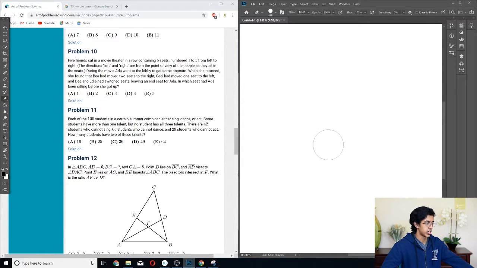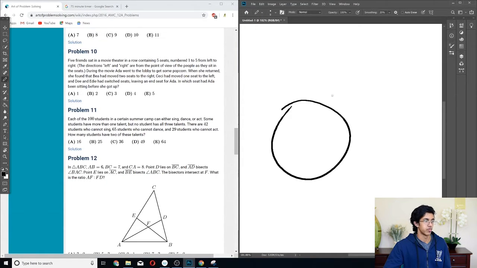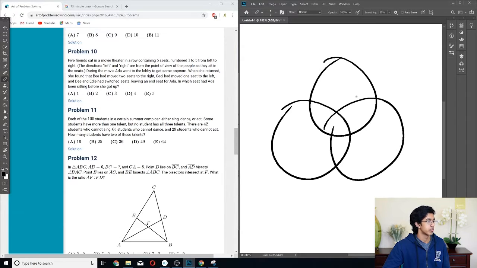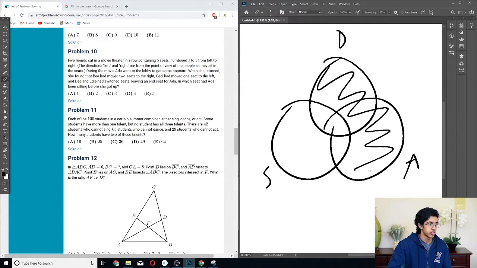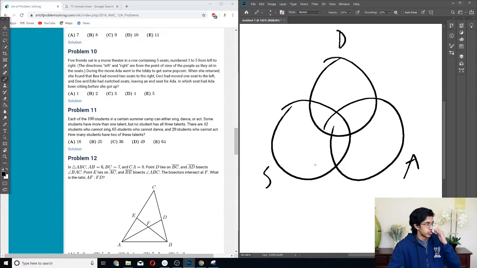Okay, so we could draw our Venn diagrams. Okay, so we have Venn diagram, Venn diagram, Venn diagram. So at least they all fit into one of these categories. So let's say this is sing, this is dance, this is act. So if they can't sing, they're in one of these areas. Okay, so that's 65.